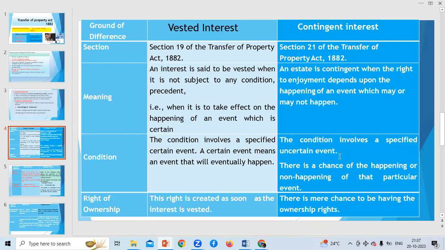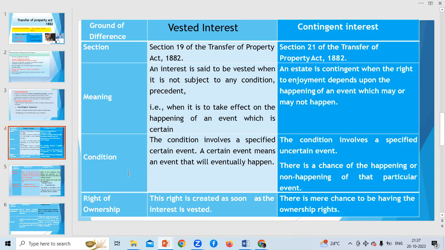There is a chance of happening or non-happening of that particular event. तो कंडीशन दोनों की अलग अलग है. For vested interest, that event will eventually happen.